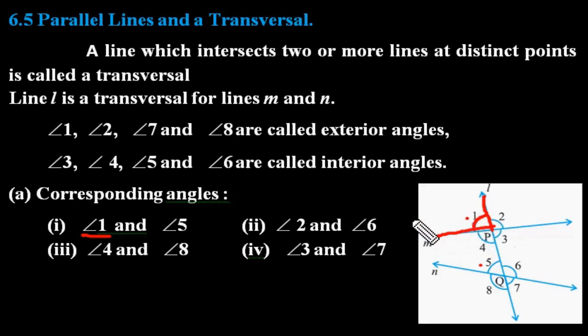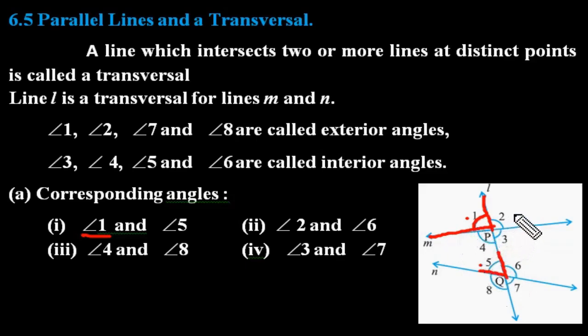Can you say the same thing for the second one? I can use the same sentence here. Angle 5 is also present on the left side of the transversal, just as angle 1 is. And with the second line, angle 1 is above M, and angle 5 is also above the second line N. This is how we find the corresponding angles.